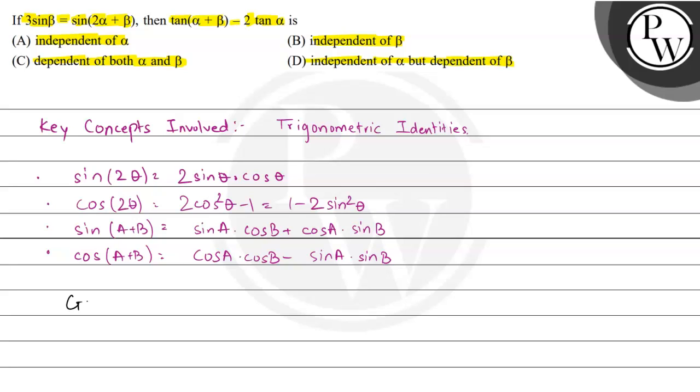Given: 3 sine beta is equal to sine of 2 alpha plus beta. Now, using the sine of a plus b equal to sine a times cos b plus cos a times sine b identity, I'll split the RHS and we'll obtain this as 3 times sine of beta is equal to sine of 2 alpha times cos beta plus cos of 2 alpha times sine beta.